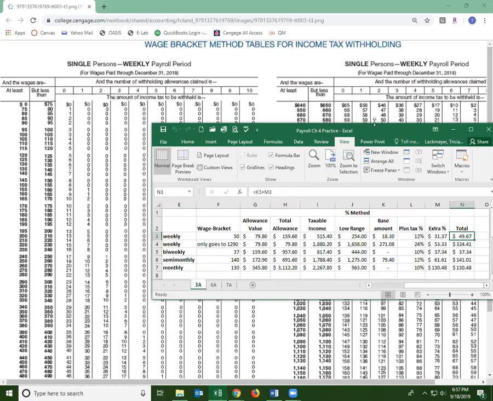That's my row. My column there is column 2 for withholding allowances. So the wage bracket method is going to return a federal income tax withholding of 50.